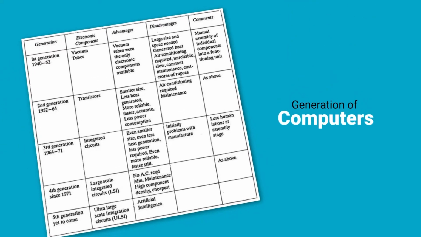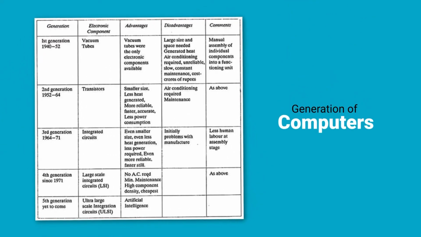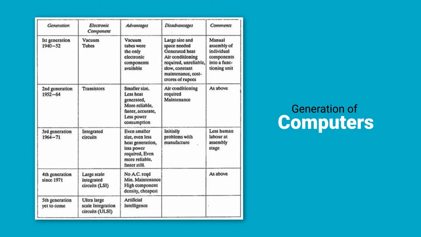So this is the generation of computers: the first generation, second generation, third generation, fourth generation, and fifth generation. What we have seen is that it started with vacuum tubes, then transistors, then integrated circuits, then LSI, and finally the fifth generation, which talks about artificial intelligence or nanotechnologies, and which is purely in a Wi-Fi mode, and a lot of change is coming up.